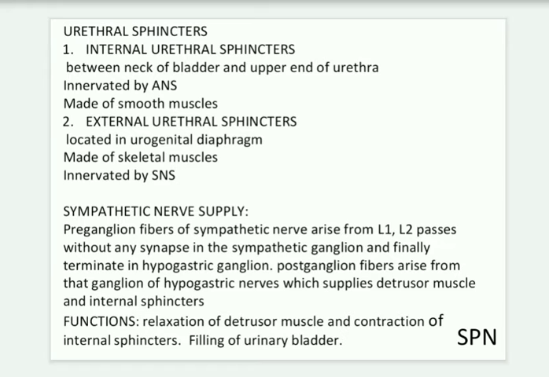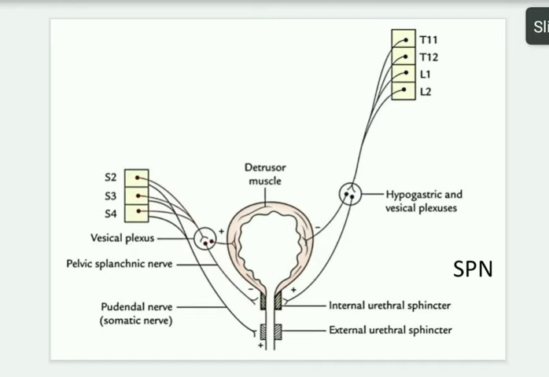And the function: relaxation of the detrusor muscle, contraction of the internal sphincter, and filling of the urinary bladder. See, in this picture you can see the nerve supply, the main detrusor muscle and the nerves surrounding the urinary bladder.